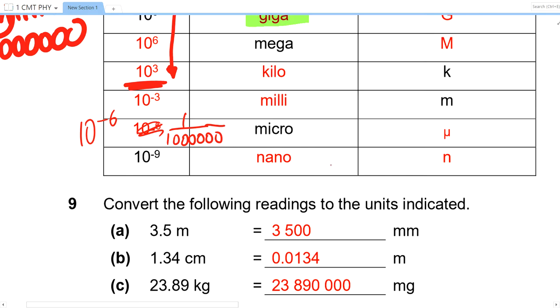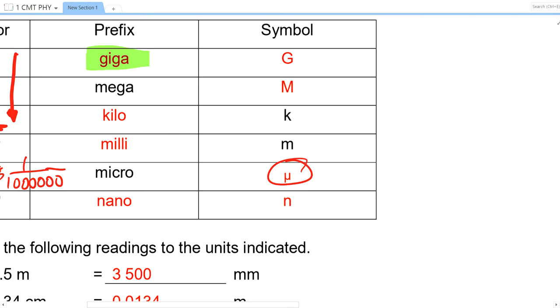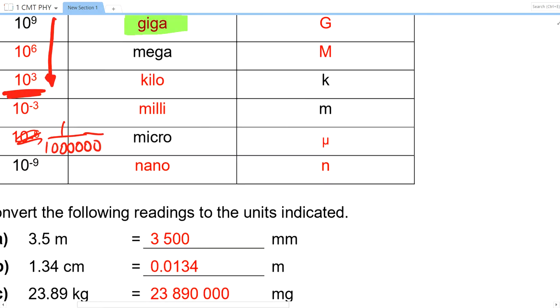Okay, next thing over here is the symbols. Out of all the symbols on this side, they are all letters found in our alphabet, except for this one over here. How do we write this? It is like a U with this. This is micro. So you need to know how to write it. Because this is not from our alphabet, it's probably Greek. I do not know. So that is for micro.